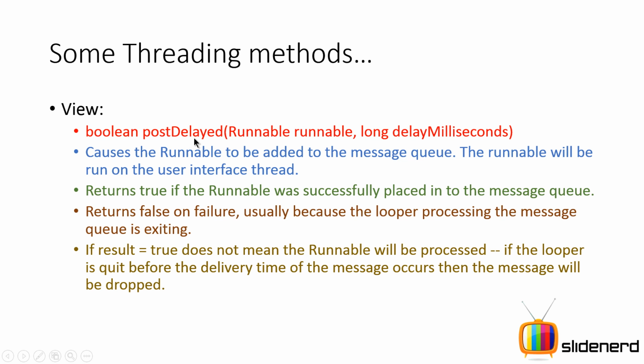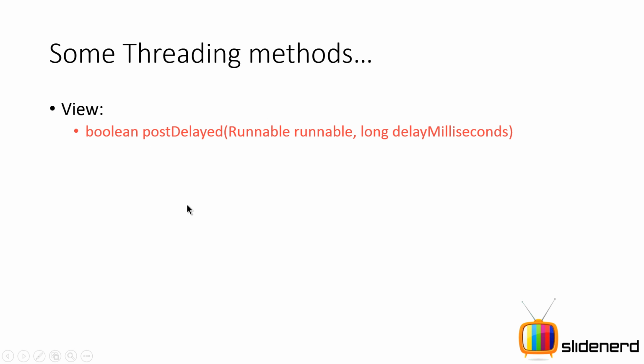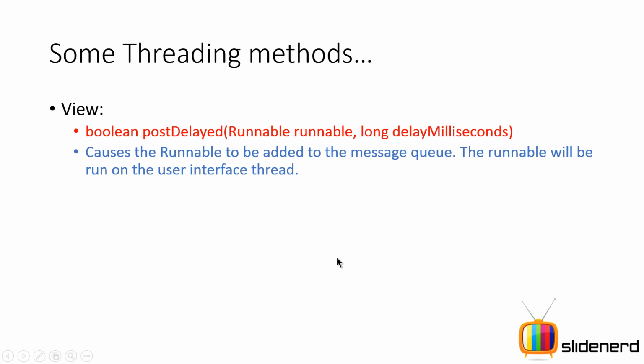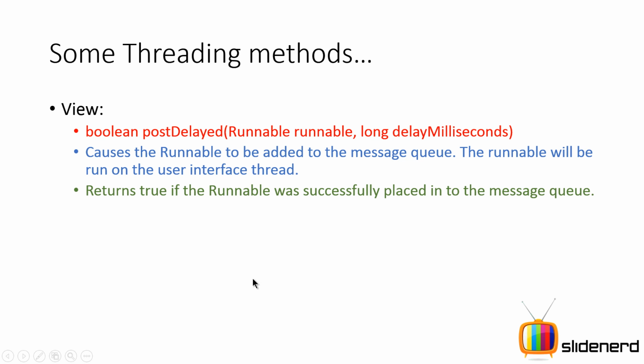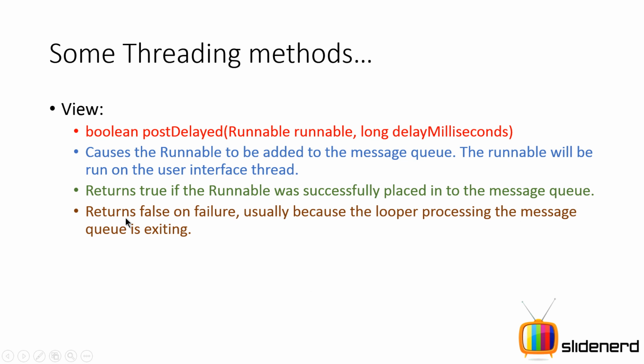Here is a more advanced version of your method, postDelayed, that takes a runnable argument and a number of milliseconds, after which it should process that message. Now this causes the runnable to be added to the message queue. The runnable will be running on the user interface thread. It's the same thing that you guys have been seeing so far. Now if it returns true, that means your message, that is the runnable object or the code inside the runnable object, has been placed into the message queue. It returns false on failure because the looper processing the message is exiting.